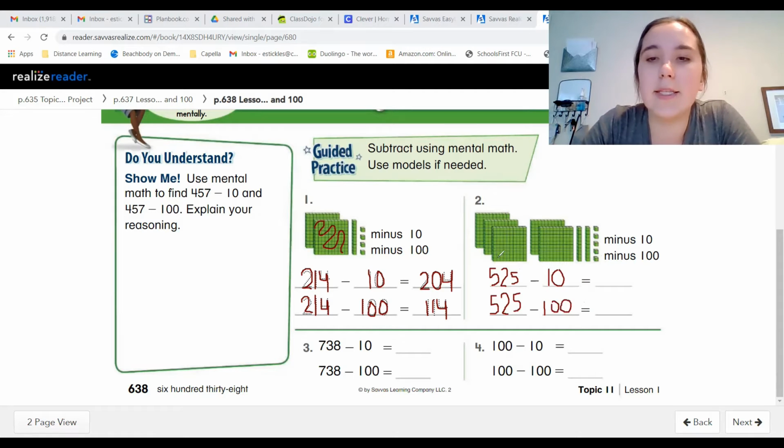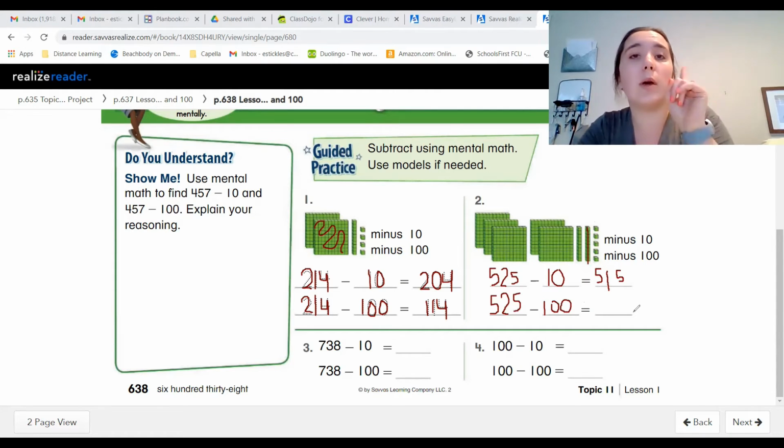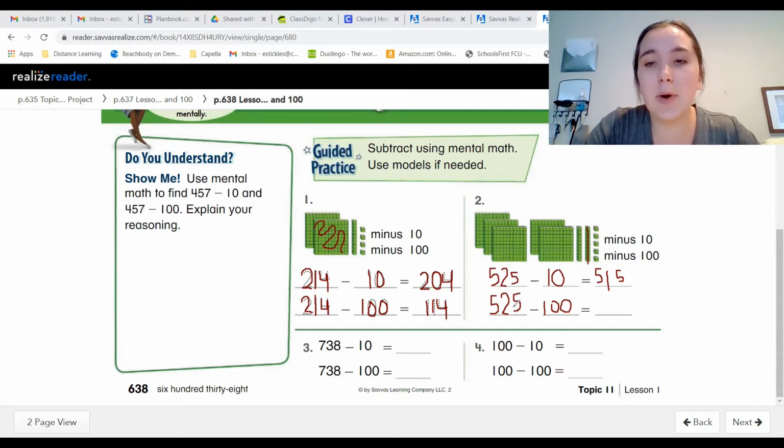So now if I look, I see 525 minus 10. Well, if I cross off one of my tens blocks, I still have my 500s blocks. I still have 110, and then I still have those 5 ones. So the only place value that changed was the tens, and it went down by 1 because I took away 110.